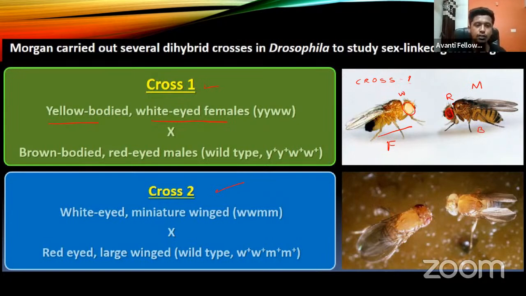And in the second cross, he chooses different criteria. The chosen characteristics for this cross: white-eyed, miniature wing. Miniature means small. You can see here you have white eyes and the wing size is relatively small compared to this; you have a longer wing here. The opposite of long is miniature or small. And then we have the other organism, with red eye and large wings. So cross 1 is yellow body, white eye, and brown body, red eye, and cross 2 is white eye, miniature wing, and red eye, long wings.